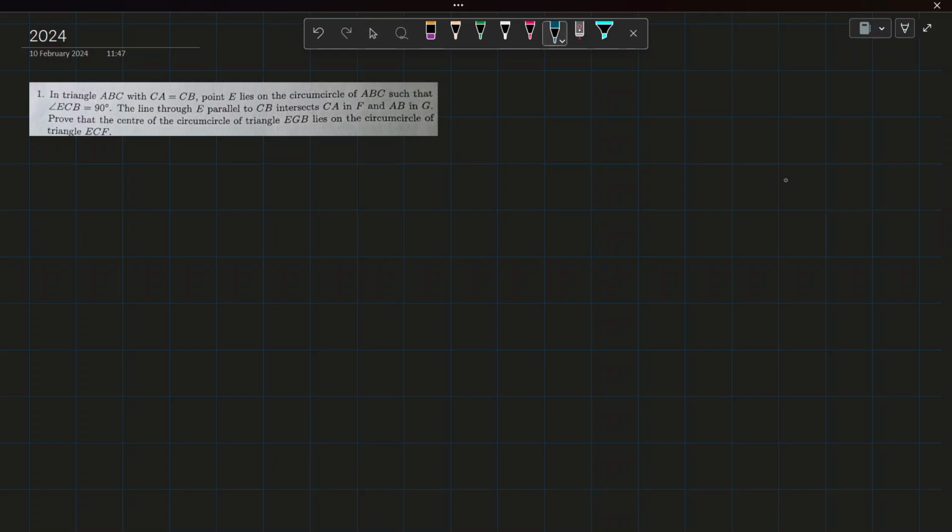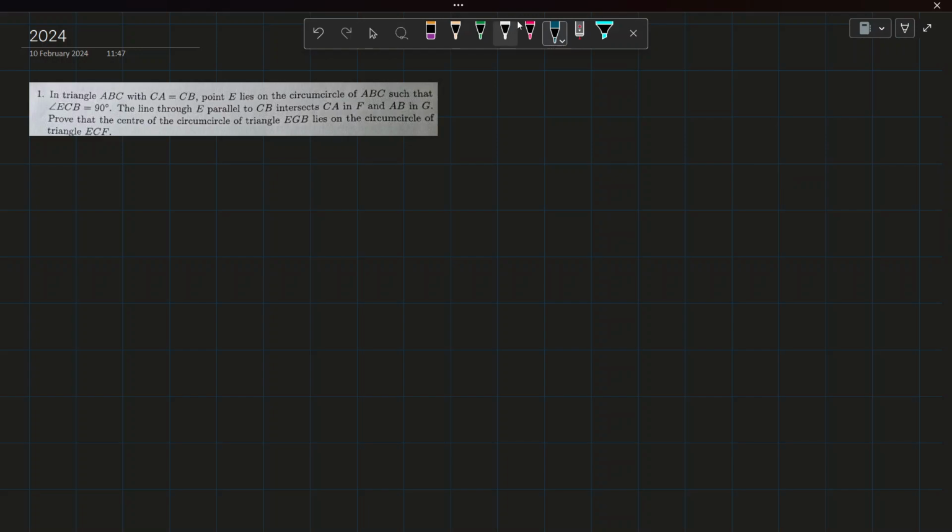Hello people, in this video I will be presenting my solution to the first problem of INMO 2024. As you can see, this is a geometry problem and I think it was fairly simple considering INMO standard. So let us try to see its solution.